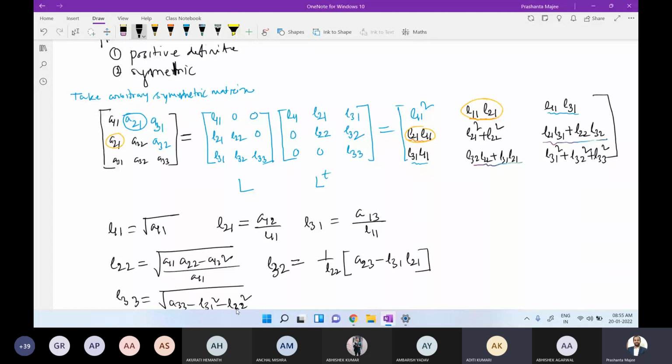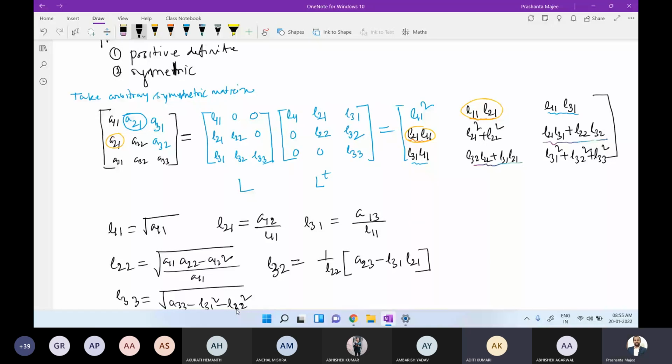So you see, if the left hand side matrix Aij is known to you, then the right hand side matrices L and L transpose can be obtained easily using this formula. So remember, this is the formula. If the left hand side is known to you, you can easily calculate the right hand side matrix.